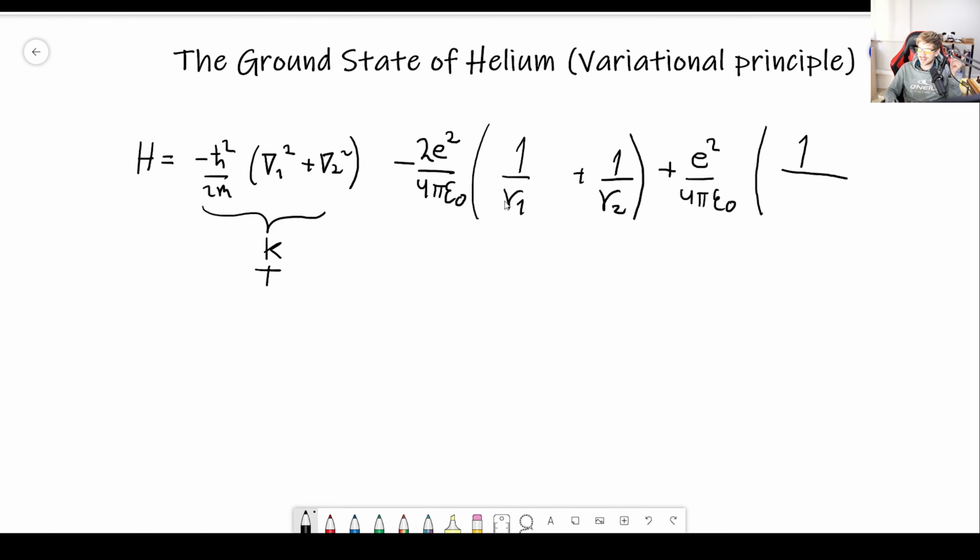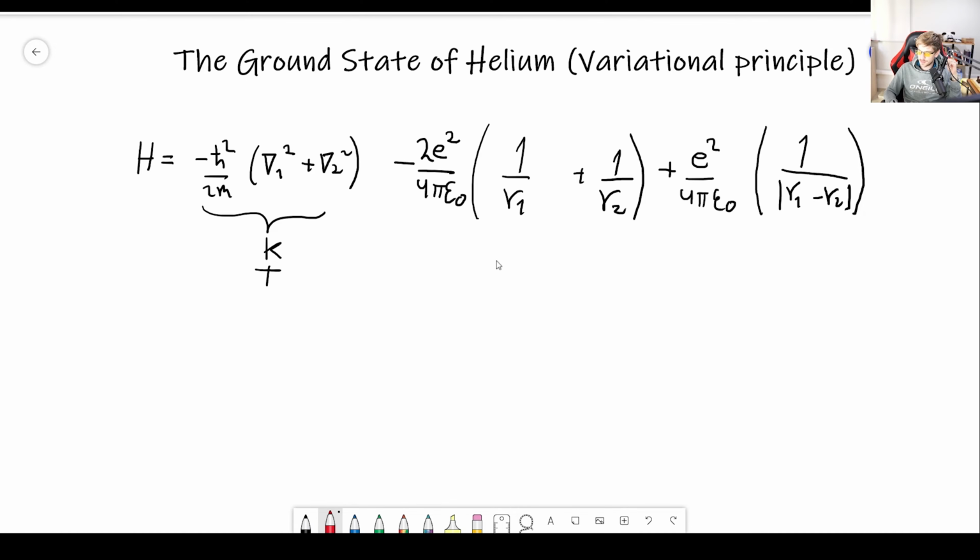I was thinking that it didn't specify before. So r1 was, of course, the distance between the nucleus and one of the electrons. r2 is for the nucleus and the other electron. And this time we need the distance between both electrons, which is going to be the absolute value of r1 minus r2. So this is our Hamiltonian.